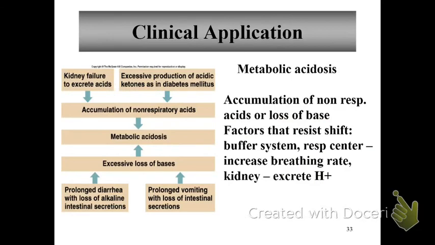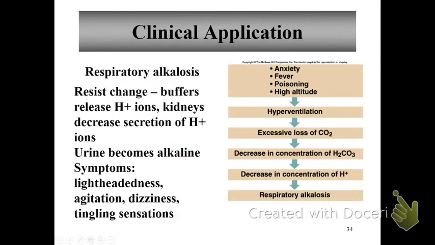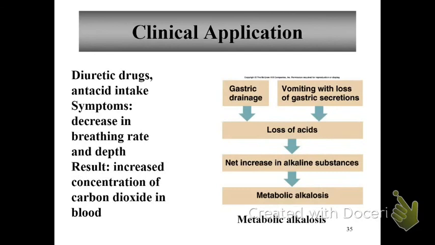Okay, next slide, still acidosis. We discussed all that, just excreting the hydrogen protons. And then alkalosis, remember, means basic. So resist change. You can see kidneys decrease secretions of those hydrogen protons. And then our very last slide, diuretic drugs. And we even wrote that on our T-chart. Antacids, intake, symptoms, decrease in breathing rate and depth result in concentration of carbon dioxide increasing in the blood.